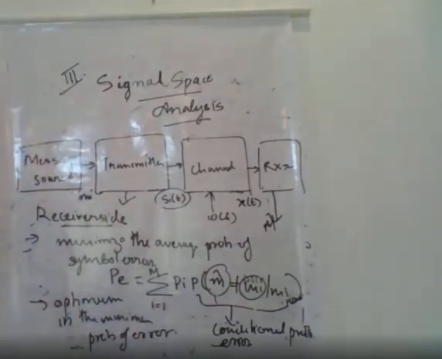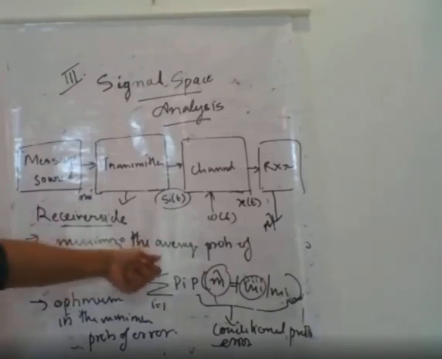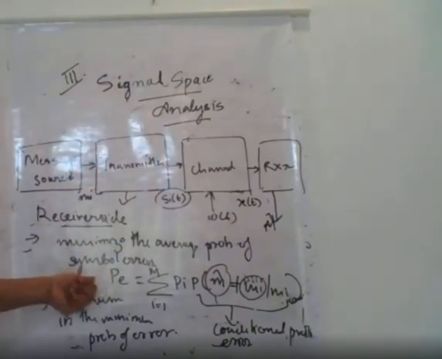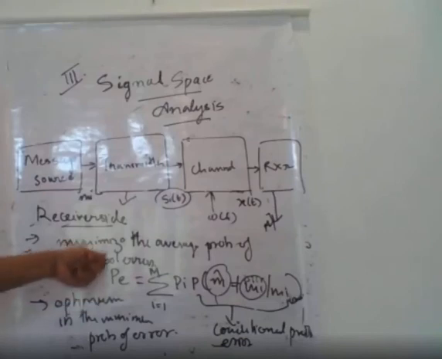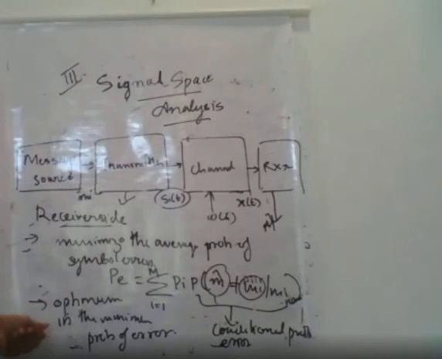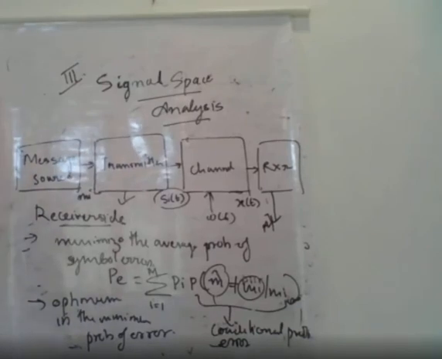So we have to design a receiver that will minimize the average probability of error, and that receiver is said to be optimum in the minimum probability of error. That is optimum in PE. This is about the receiver. Is it clear? Clear.